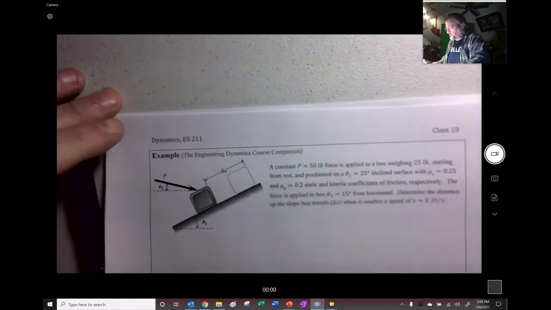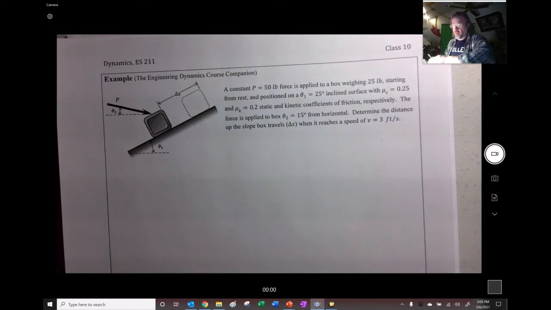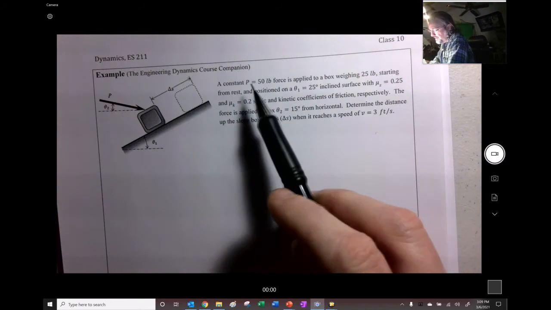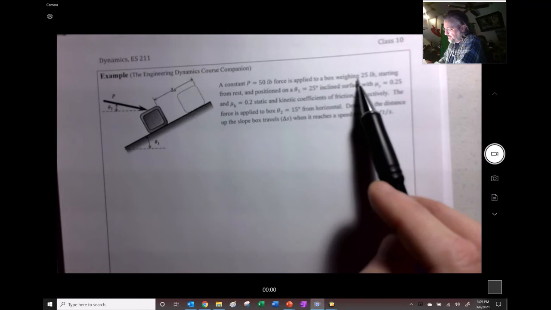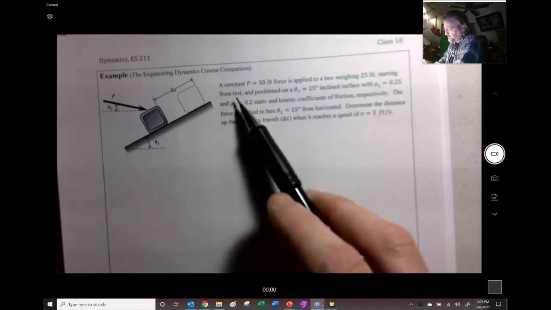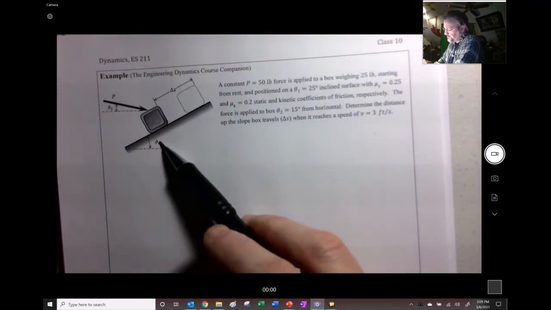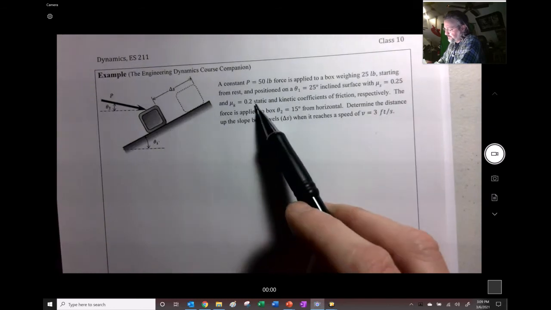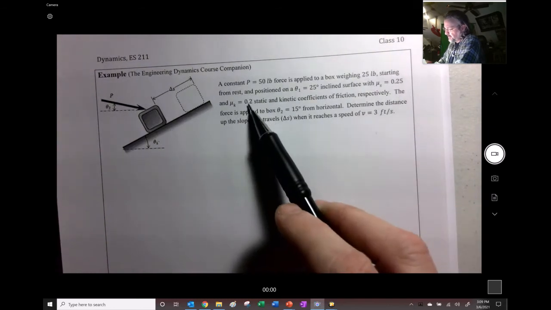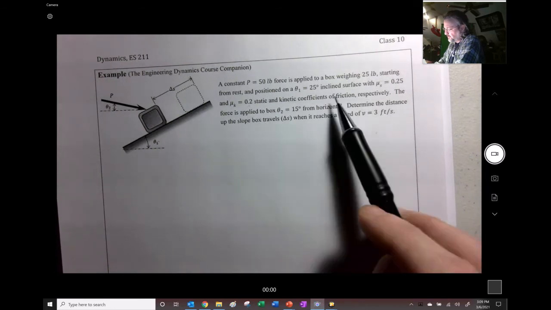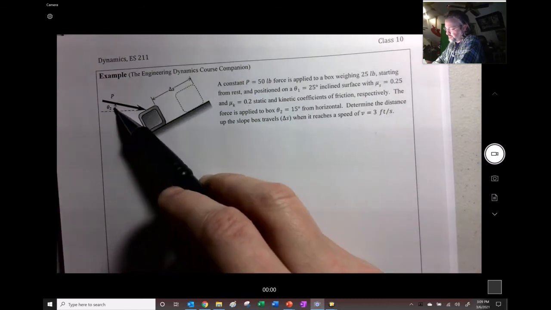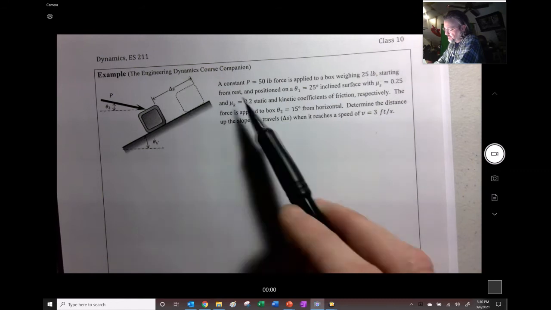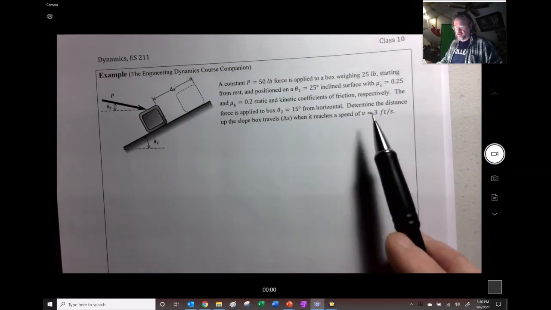Where we had this block, and I don't like the fact that my paper is showing through, so let me fix that. Okay. So we have this block, and we're putting this 50-pound force onto it, and we're going to push it up the hill. The box weighs 25 pounds. It starts from rest. This is 25 degrees right here. We're going to assume that it will move, so we're going to use the kinetic coefficient of friction of 0.2, and this force is applied to the block at 15 degrees from horizontal, and we want to determine the distance up the slope that it goes when it reaches 3 feet per second.